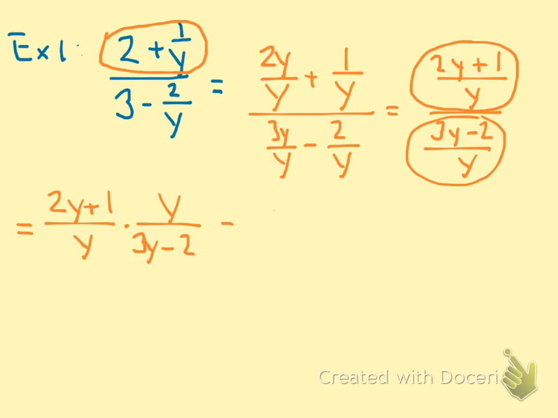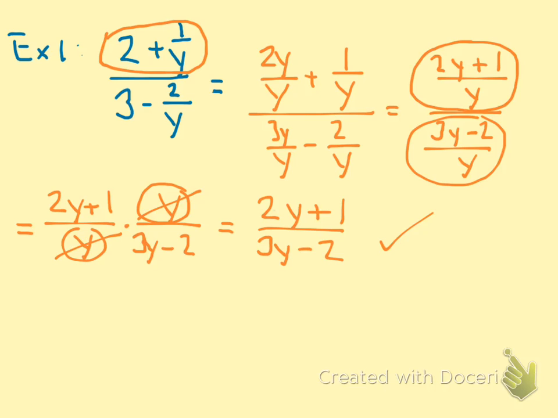And I already see that something very nice is happening here. I have a common factor, y, in the numerator and denominator. They go away, and I end up with 2y plus 1 over 3y minus 2. And there's nothing else I can do with that. That's all set to go. So we're in good shape. So that's method 1.